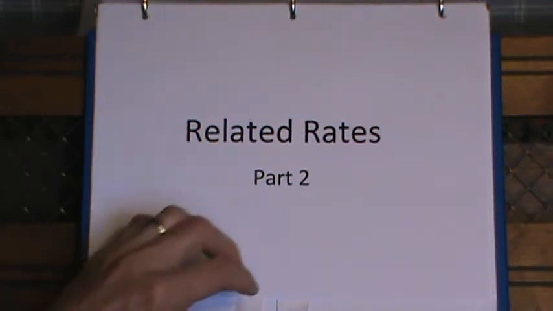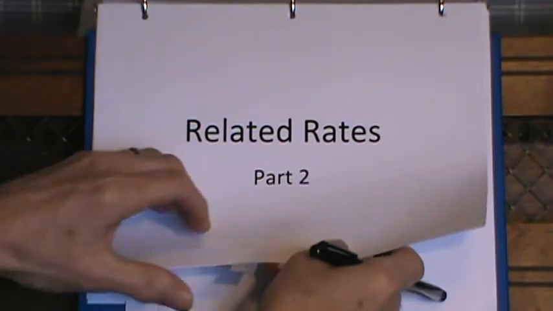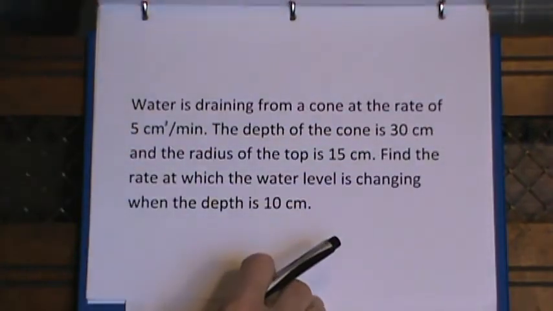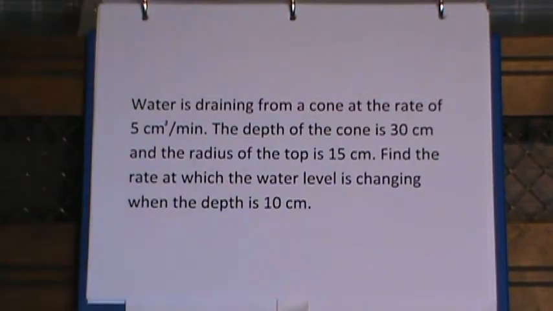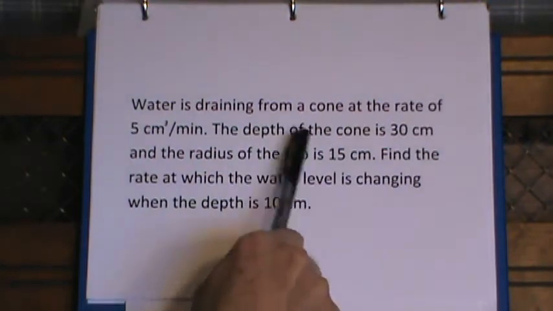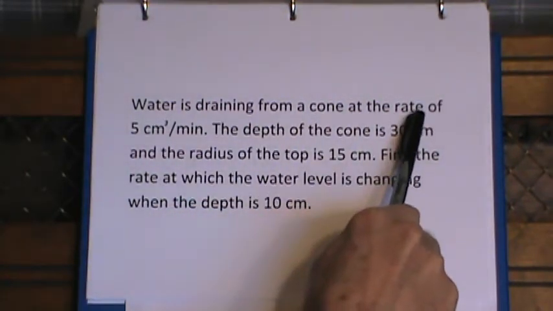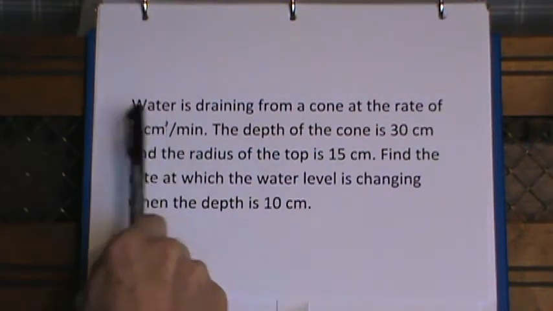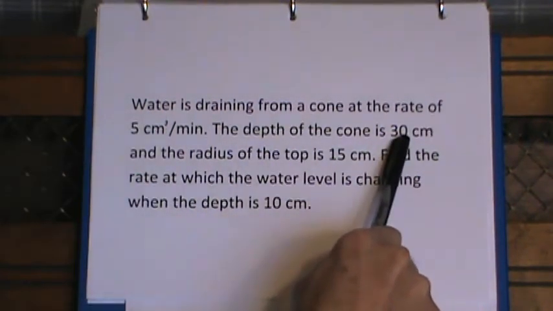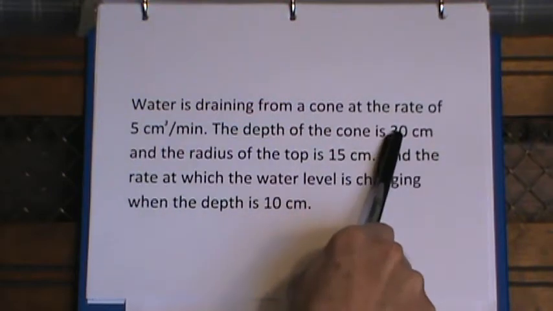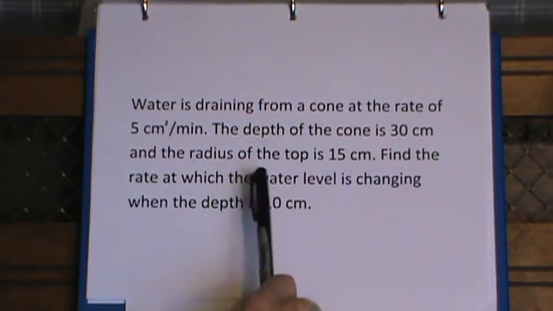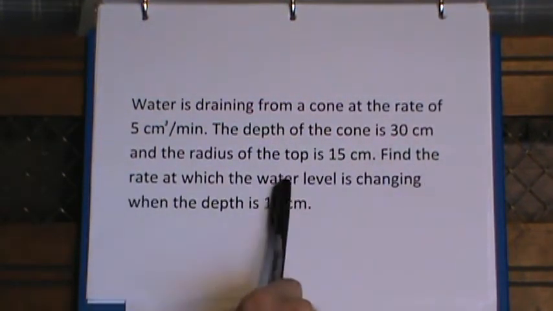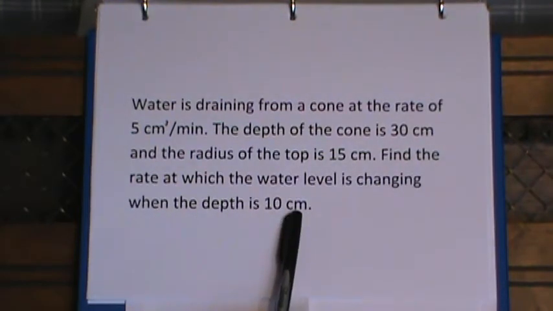In part 2 of related rates, I'm going to look at another typical problem. This is a problem of an inverted cone. Water is draining from the cone at the rate of 5 cubic centimeters per minute. We're given the overall dimensions of the cone, the depth and the radius at the top, and we're to find the rate at which the water level is changing at a depth of 10 centimeters.